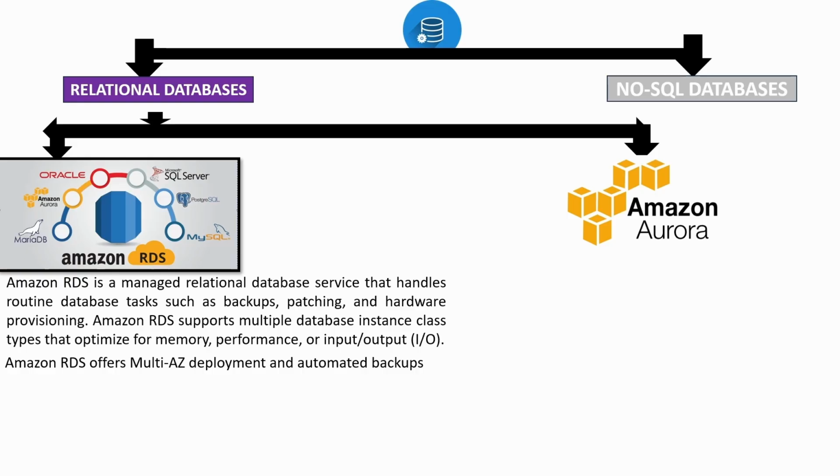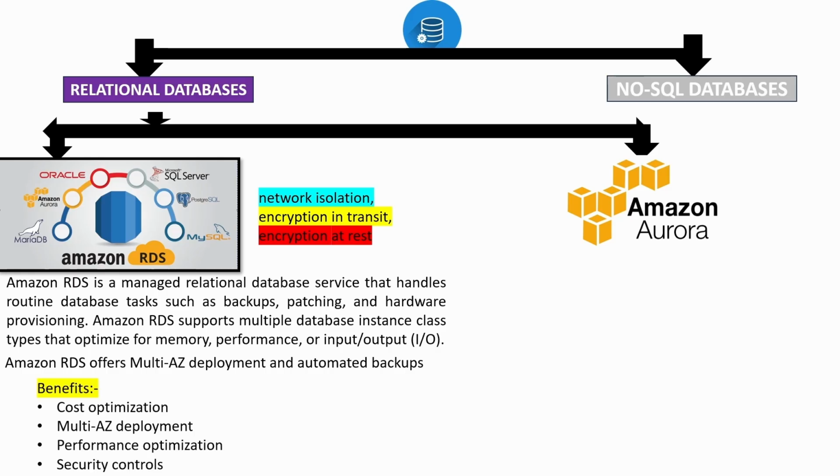Amazon RDS offers security features including network isolation, encryption in transit, and encryption at rest. You can readily scale database resources vertically or horizontally as needed. Amazon RDS supports different database engines including Amazon Aurora, SQL, Postgres, MariaDB, and Oracle DB. Benefits include cost optimization, multi-availability zone deployment, performance optimization, and security controls.